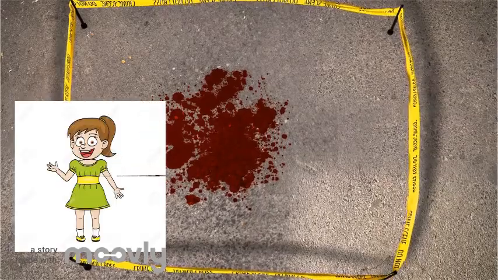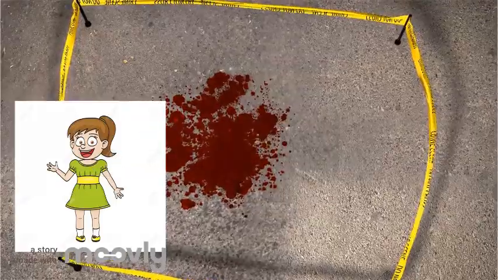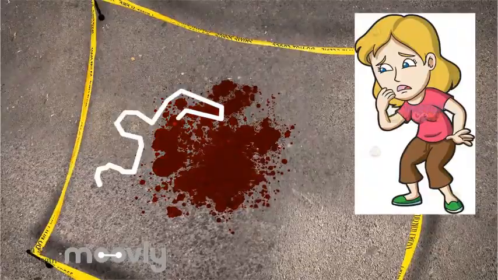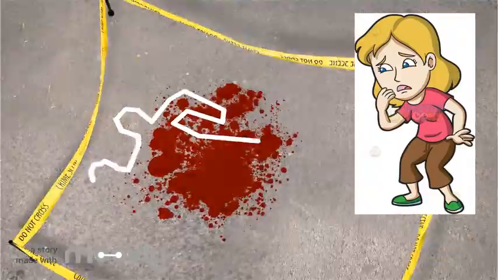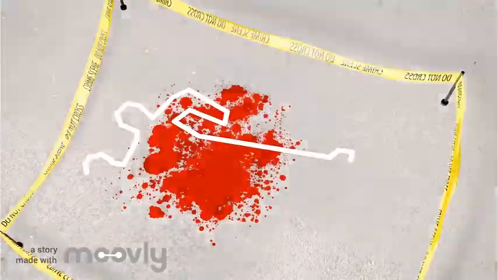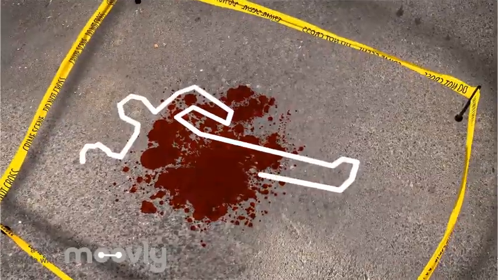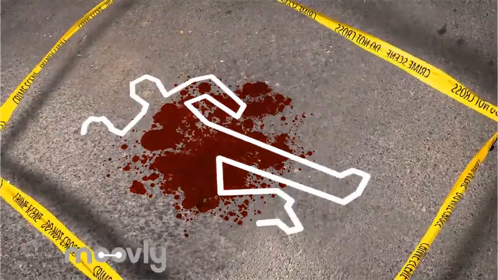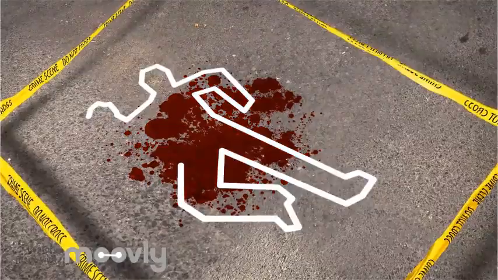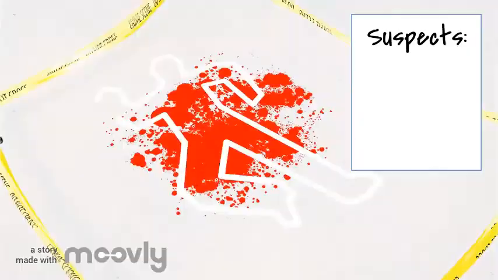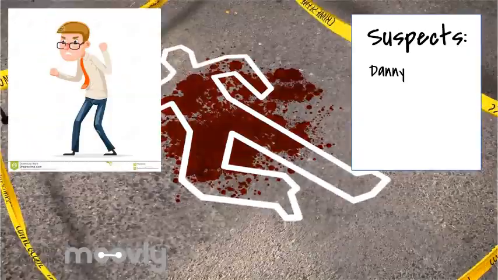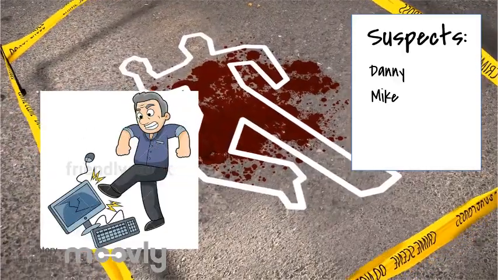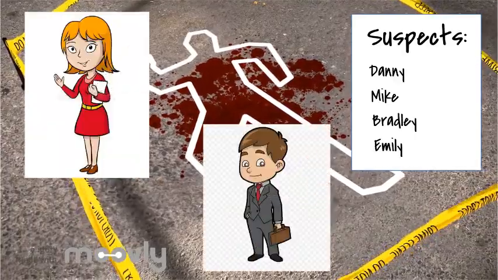Our victim's name was Sally, and she was murdered last night in her home. Our witness, one of Sally's neighbors, heard a scream in the night and called 911 in worry. Now it is our job to find out who the criminal is and bring them to justice. After some investigation into Sally's personal and professional life and looking through the evidence, we now have 4 suspects. These suspects are Danny, who is Sally's ex-boyfriend, Mike, who's Danny's father, and 2 of Sally's co-workers, Bradley and Emily.